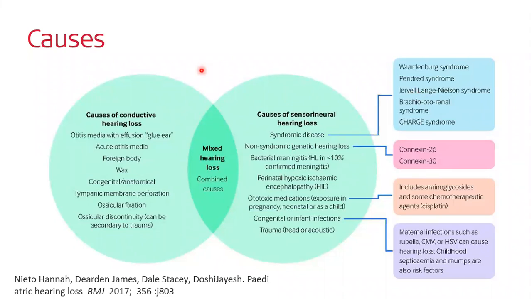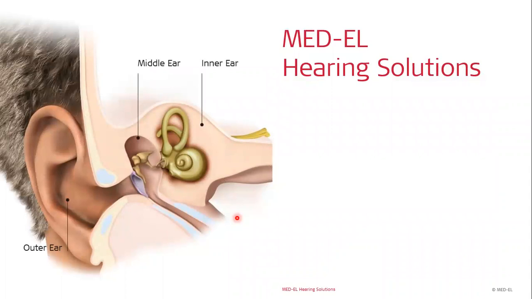There are a lot of causes for these different types of hearing loss. For example, in conductive hearing loss, it may be otitis media or acute otitis media, maybe something congenital, or a perforation in the tympanic membrane. For sensory neural hearing loss, a syndromic disease or meningitis can be a cause. And for mixed hearing loss, it's a combination of the causes of conductive and sensory neural hearing loss.